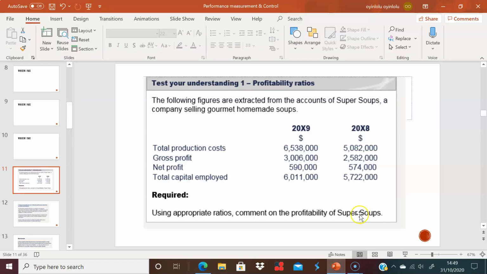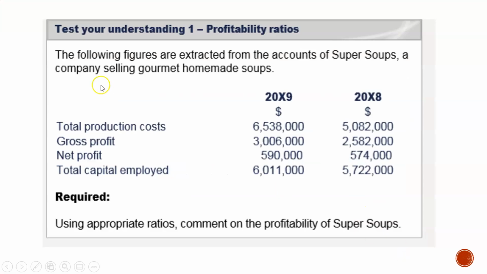Okay, let's carry on. So, this is the first TYU. It's pretty straight. They just want you to, I think, calculate some ratios and then kind of discuss. But I think it's a good one to start with, just to build again your skill for reporting on this.